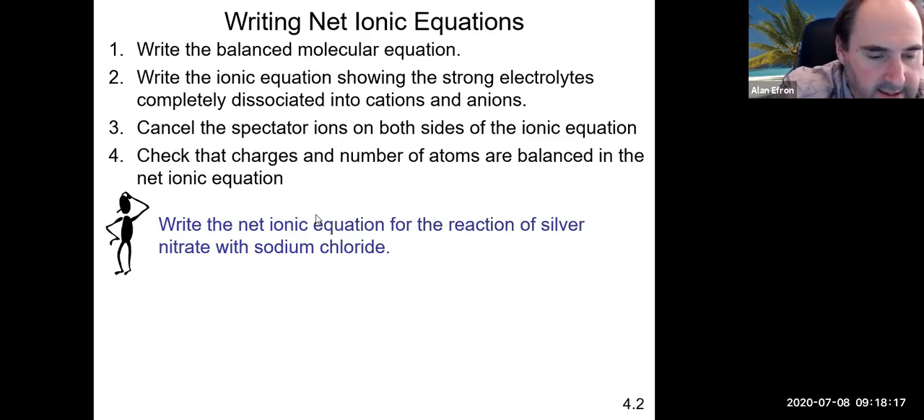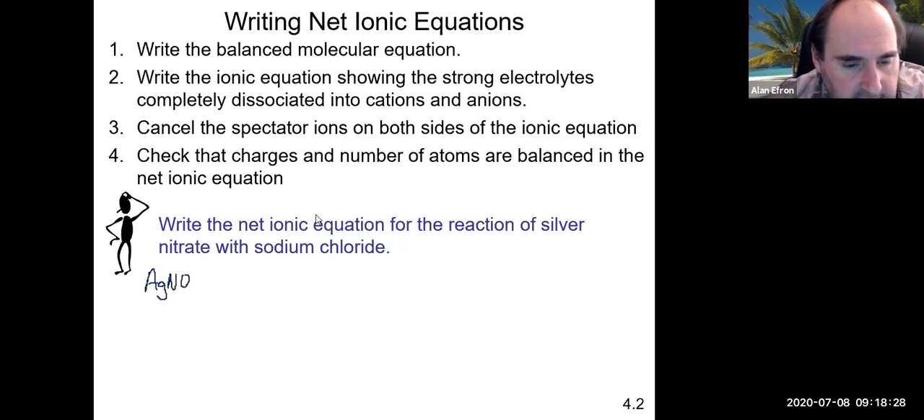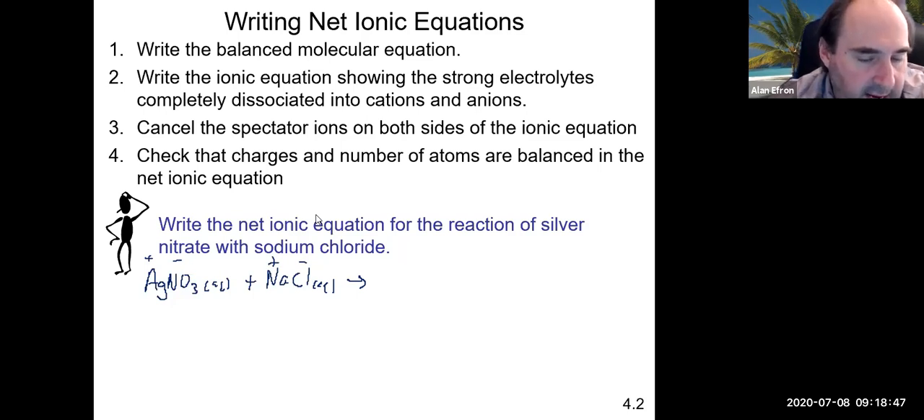Okay, so let's take a look. So again, you just start by giving things in words. You just want to start with the right formulas. So silver nitrate is AgNO3, silver being +1, nitrate being -1. And sodium chloride is NaCl. If you weren't sure what type of reaction this would be, again, you can see that this is a positive guy, negative guy, positive guy, negative guy. That's your classic double displacement reaction.